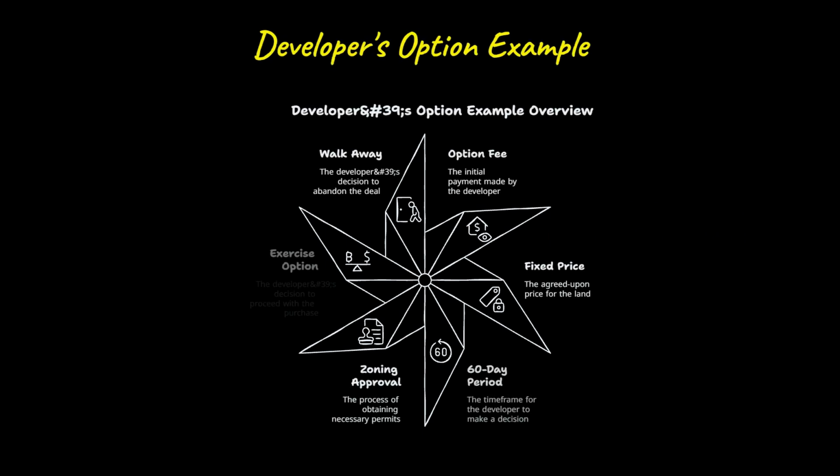Picture a developer who pays a landowner an option fee for the exclusive right to buy a parcel at a fixed price within 60 days while testing zoning approval. If zoning clears, the developer exercises the option. If not, the developer walks away, losing only the fee, while the seller was bound the entire time.